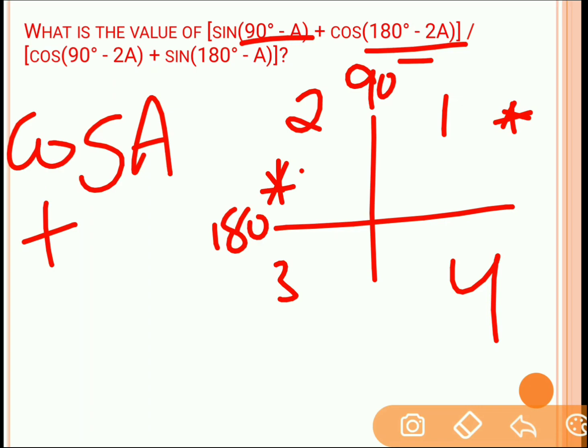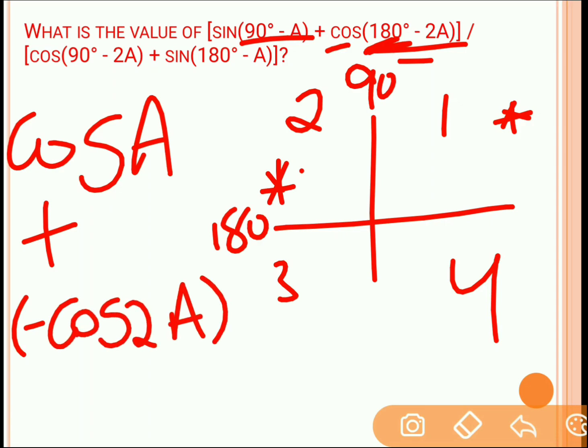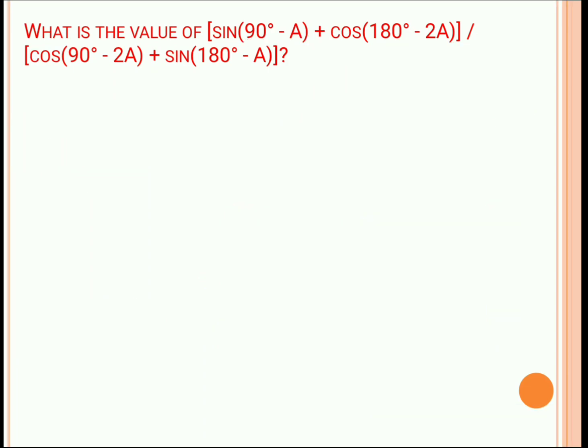Also, it is an even multiple of pi by 2. So whenever even multiple of pi by 2 is there, that is 180 minus 2a, then that function won't be converted into the complementary function. So this function will remain same, that is cos becomes cos only. So it will be what? Minus cos 2a. Why minus cos 2a? Because it is in the second quadrant. So for the numerator, sin 90 minus a is cos a and cos 180 minus 2a will be equal to minus cos 2a.